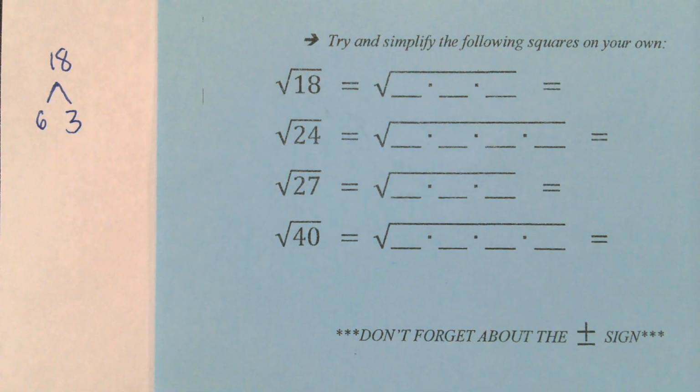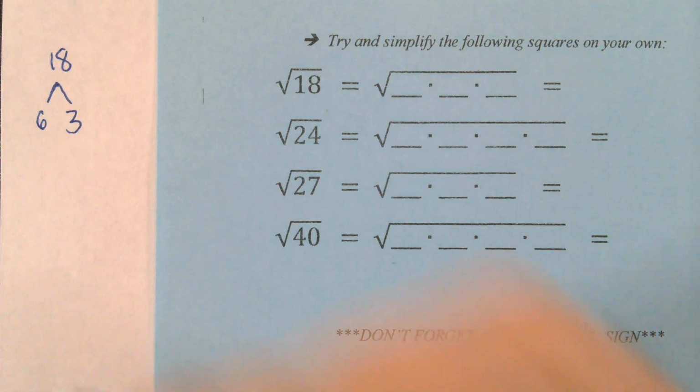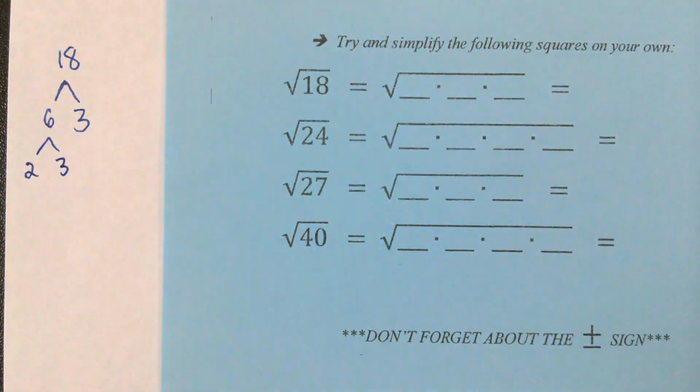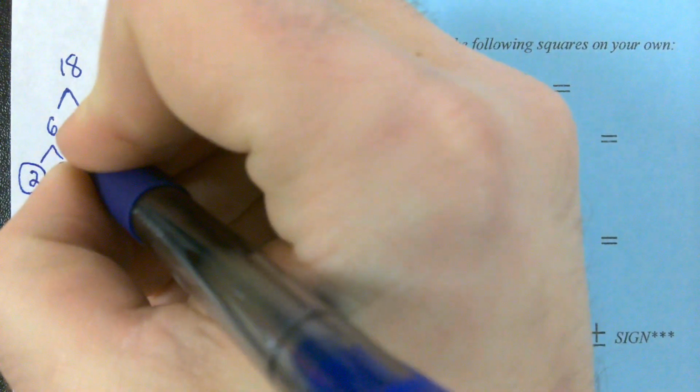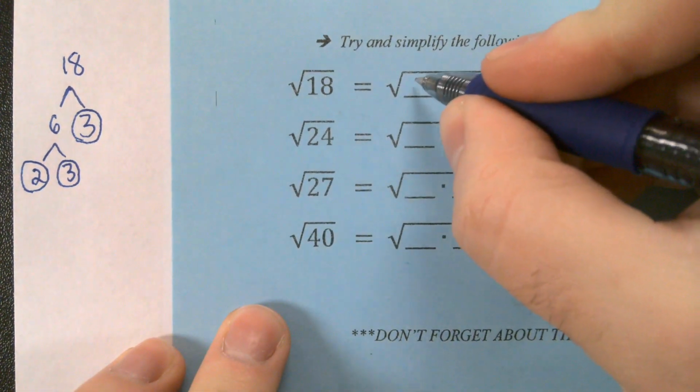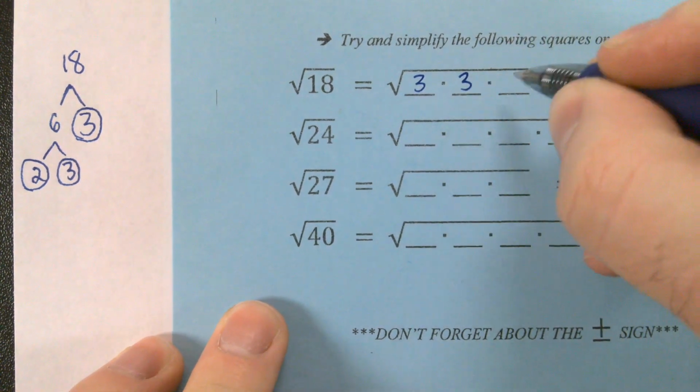Now, can we split up 3 anymore? No, but we can split up 6, right? What two numbers multiply to give me 6? 2 and 3. There's my prime factorization. 2 is prime, 3 is prime, and 3 is prime. Remember, a prime number is just a number that can't be divided anymore. So 18 is equivalent to 3 times 2.